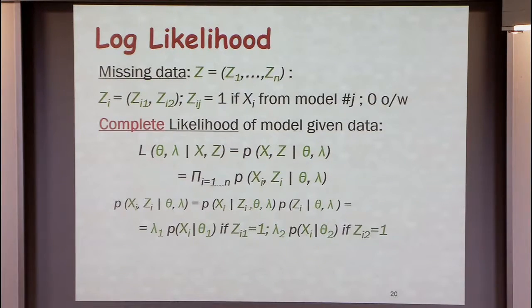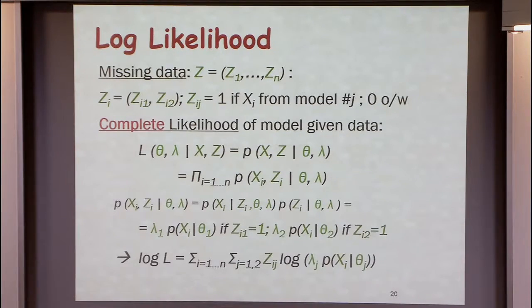Now when we apply the log on this complete likelihood, we have it as a sum, and since Z is an indicator variable, we can just multiply it by the right probability. So Z_ij is either 0 or 1, and when it's 1, it multiplies the correct probability. So this is the complete log likelihood of the problem.